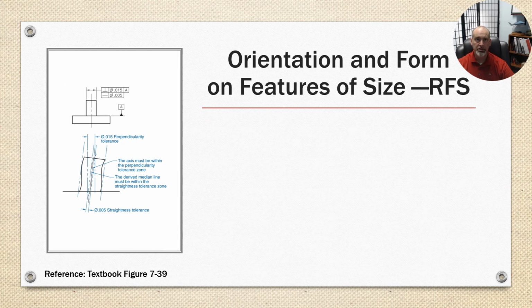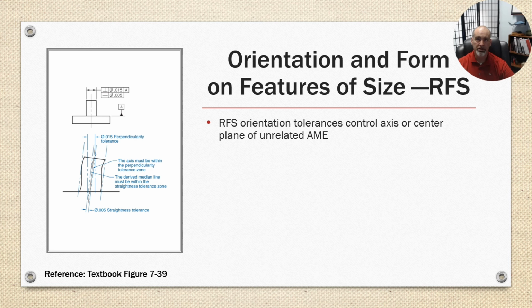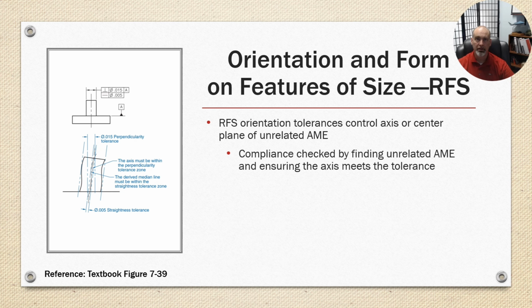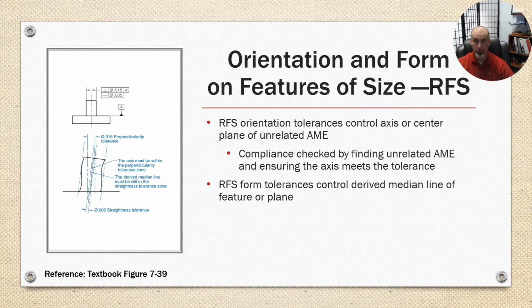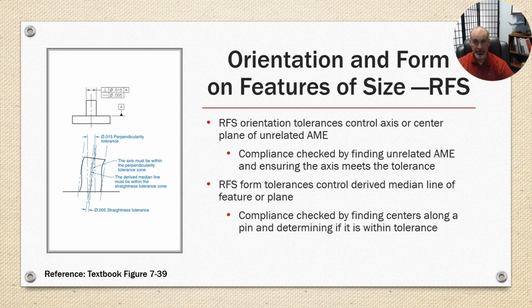Orientation and form on features of size regardless of feature size. RFS orientation tolerance controls the axis or center plane of the unrelated AME. Compliance is checked by finding the unrelated AME and ensuring the axis meets the tolerance. RFS form tolerances control the derived median line of a feature or plane. Compliance is checked by finding centers along a pin and determining if it's within tolerance. Form and orientation tolerances at RFS accumulate.